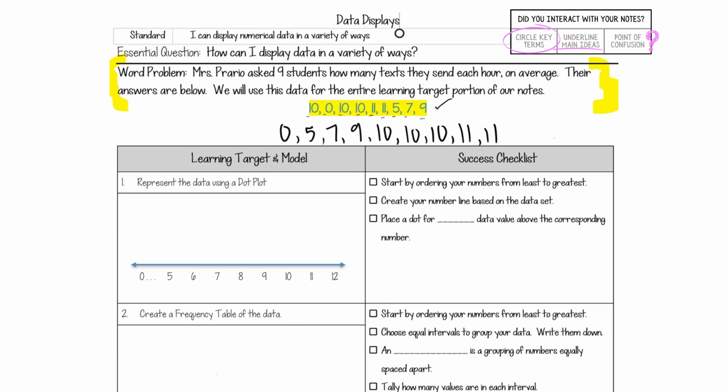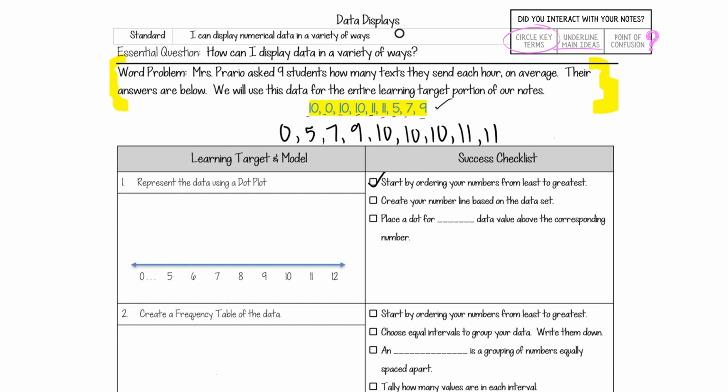That way I'm positive that I didn't skip any numbers, especially next week when we move on to mean, median, mode, and range. If we skip numbers and do all that math, our answer is going to be wrong. So it's really important to take the time to double check. Okay, go ahead and check off that first success checklist task. And then the next one is create your number line based on the data set.